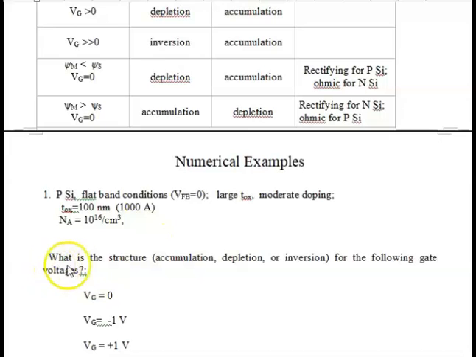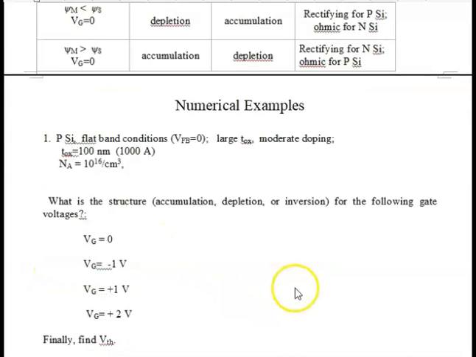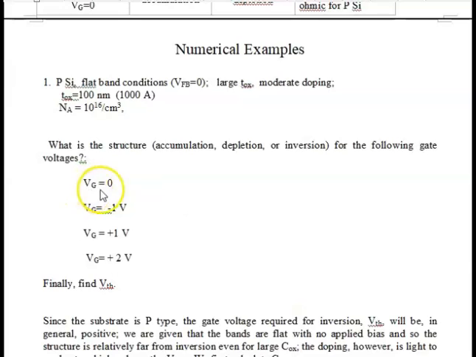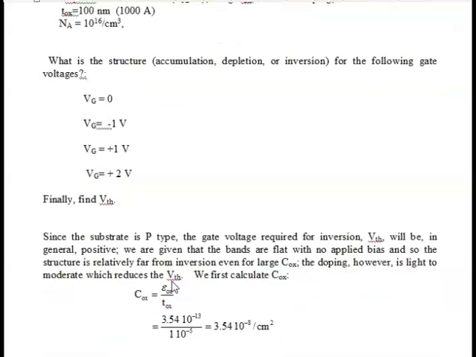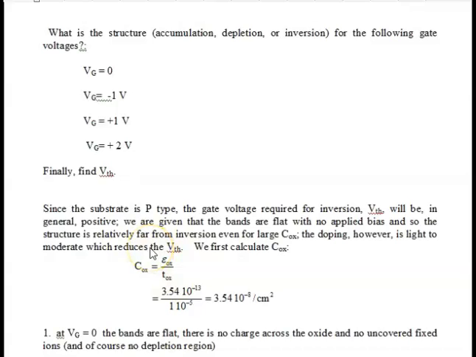Okay, so I'm going to ask what kind of structure we have for the following conditions at equilibrium, at a gate voltage of -1 volt, +1 volt, and at +2 volts. And then finally, we're going to find threshold voltage. Given the fact that the substrate is P-type, we expect the threshold voltage for a work function difference of 0 to be positive, generally positive, and we're going to find that.